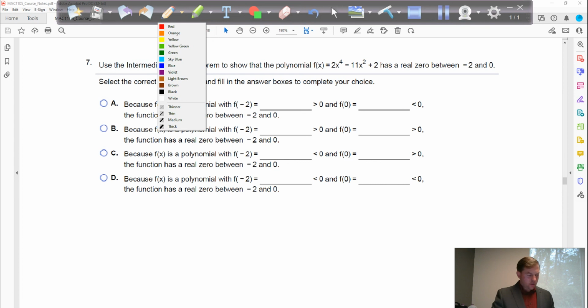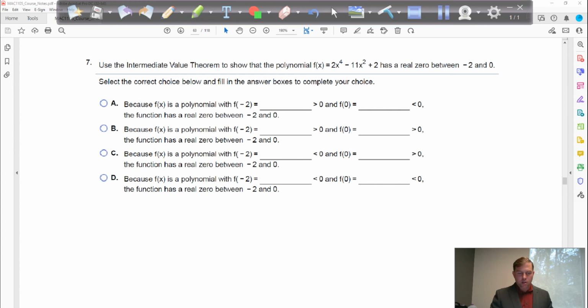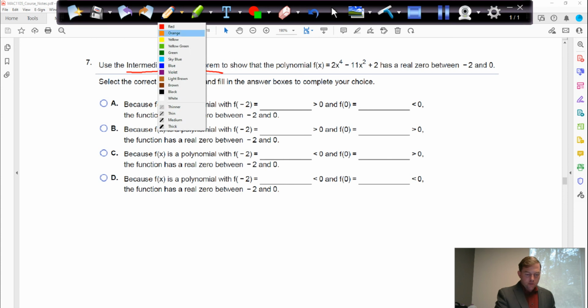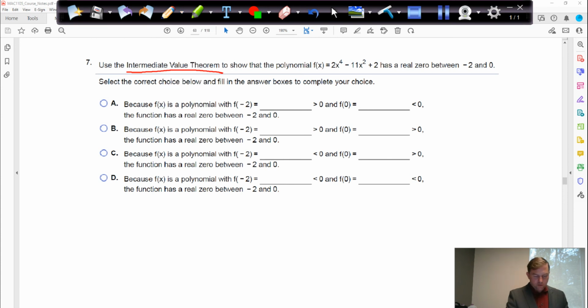Okay, those are considered kind of challenging. The next two are a little bit simpler, I would argue, because it's just plug and chug. So first we're going to look at what's called the Intermediate Value Theorem. Okay, it's not too challenging, hopefully, of an idea.